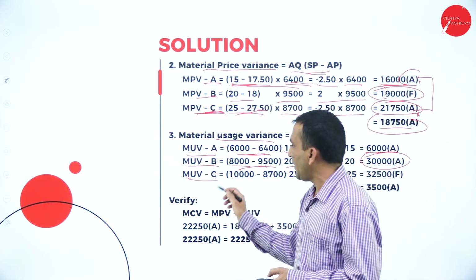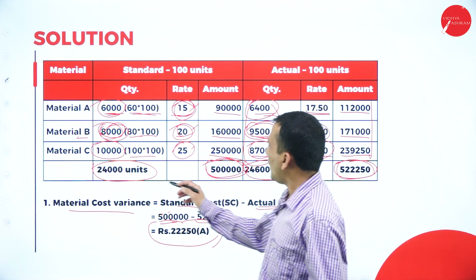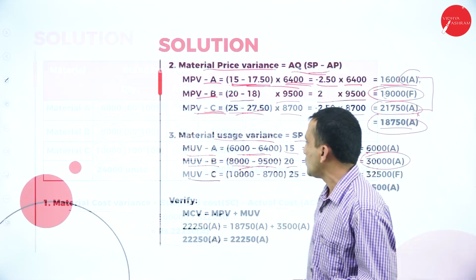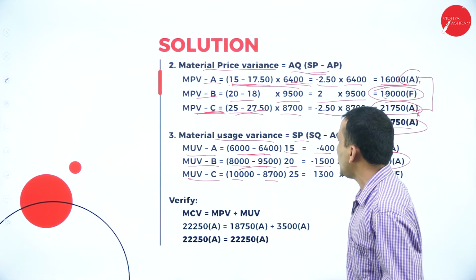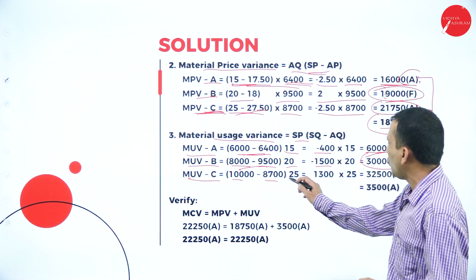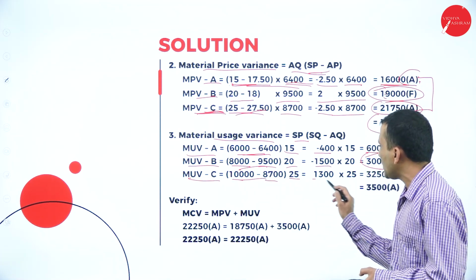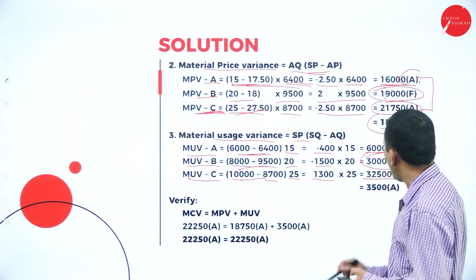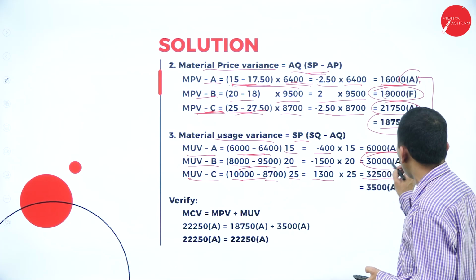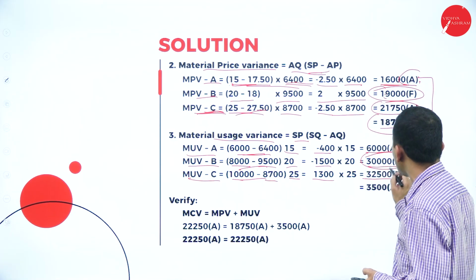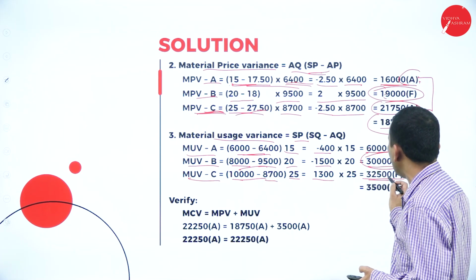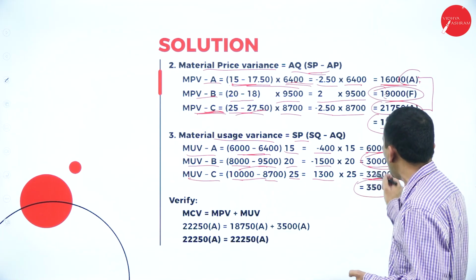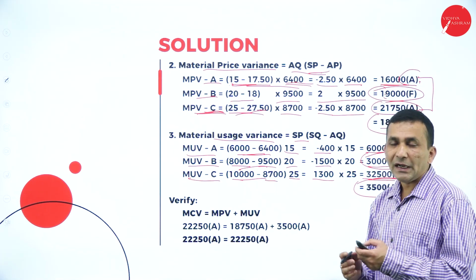Okay, so moving to the material C variance: standard quantity 10,000, actual quantity 8,700, standard price 25. So 10,000 minus 8,700 into 25, from this we are getting a positive 1,300 into 25. If you multiply, it is 32,500, which is a favorable result. Compare here, the adverse we are getting is 36,000 and the favorable is only 32,500. Which sign is more? The adverse sign is more. So after adjusting, we are getting 3,500 adverse.